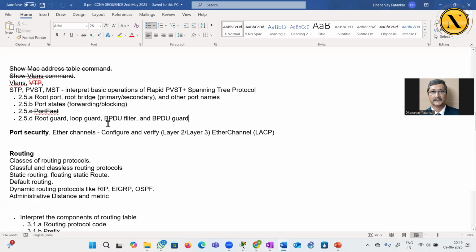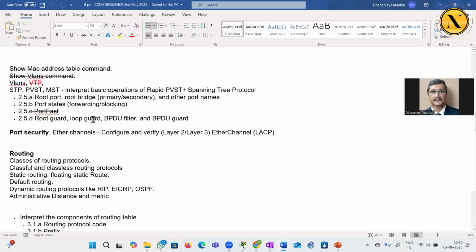Thank you. Now root guard, this is the only thing left, right? Loop guard, BPDU guard, and BPDU filter. Only these things are left. And after that, I will show you the slides. But I think the slides will take me 2 or 3 days to cover the whole thing. So it's half an hour. I think we won't be able to do much today, but let's have a look at root guard, BPDU guard.